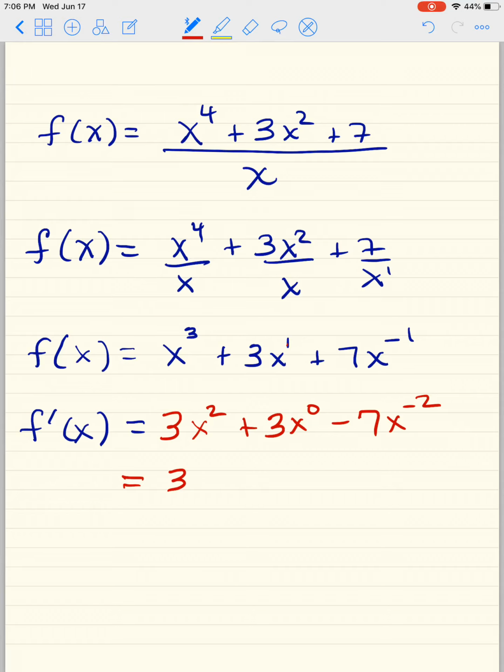What do we have here? 3x squared. Remember, x to the 0 is 1. And then look, the 7 doesn't have a negative exponent. It stays. Just the x has the negative exponent. And that's all you have to do for that one, okay? You can leave it for now. That's your answer, okay? Wonderful.